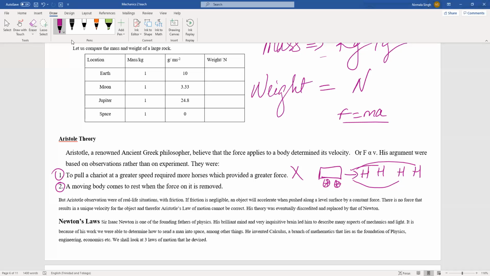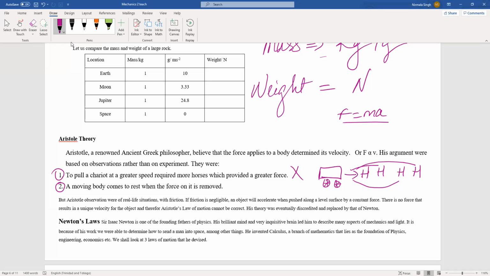Second one, a moving body comes to rest when the force on it is exerted. So he looked and realized that when the horse stopped moving, the carriage eventually came to a rest. But he didn't take into consideration if a horse was really running and pulling that carriage behind it and came to a stop, what's going to happen? That carriage is going to continue moving and roll onto the horse. That's not a good thing. Not good at all.